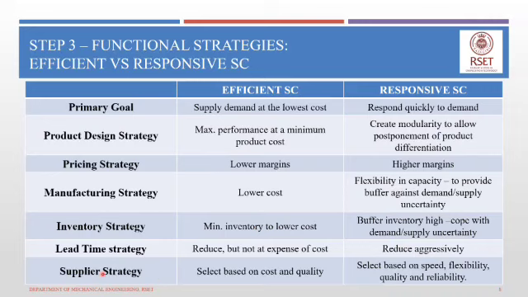And the supplier strategy: in the case of efficient supply chains, they select suppliers based upon cost primarily and then quality. Whereas in the case of responsive supply chains, what is important is the supplier's ability to deliver quickly, their ability to be flexible with quantity requirements and product specification requirements, their ability to have reasonable amounts of quality, and their ability to be reliable. That means they have to continually deliver a certain level of performance. So you select suppliers based upon their speed, flexibility, quality, and reliability.